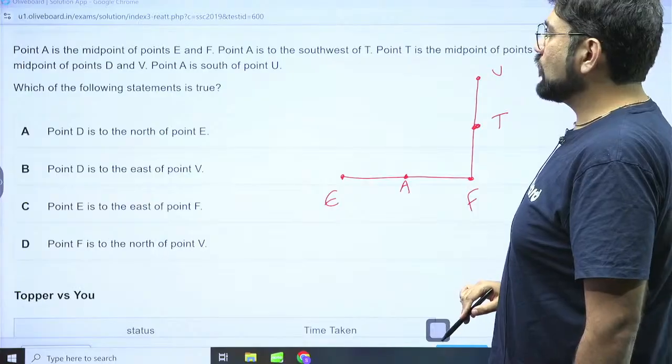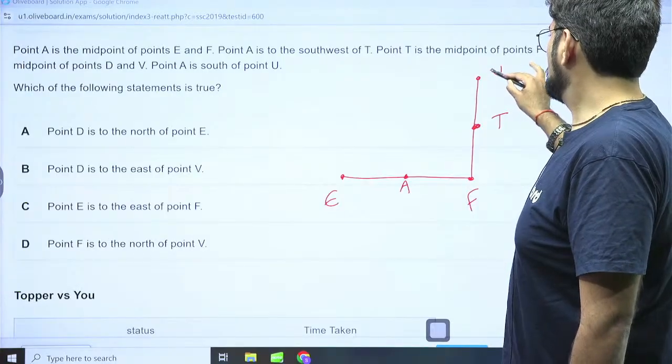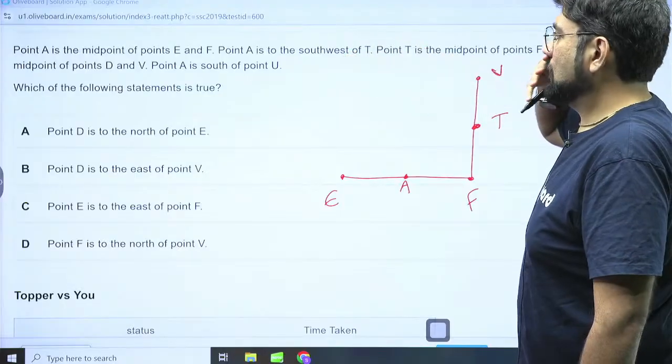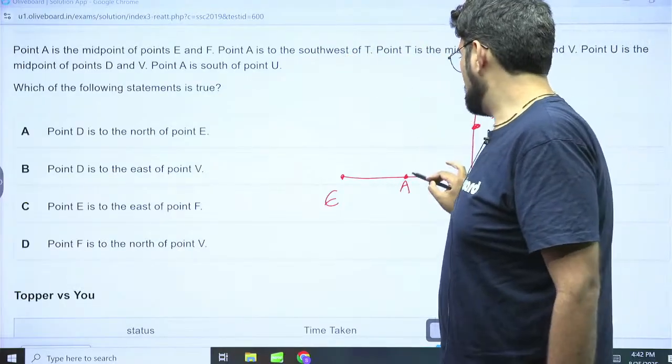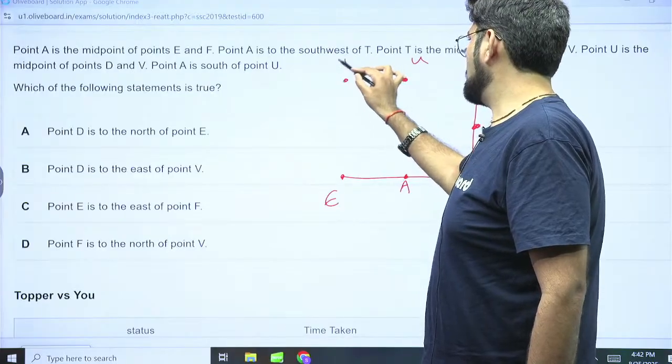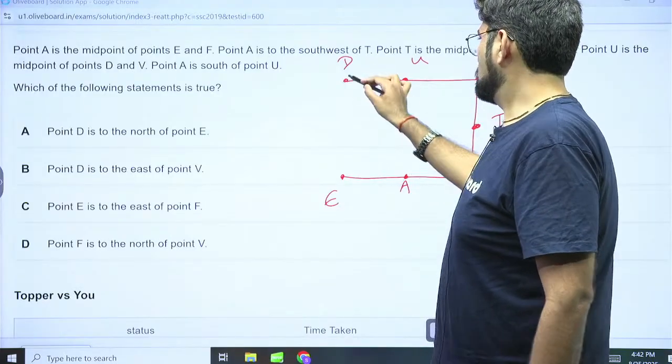Now, U is the midpoint of D and V. So, if this is V, U can be here, it can be on the top also, it can be here also. And A is south of U. So that means A is definitely, so U is here. So, if it is the midpoint of D and U, D has to be here. There is no other option. So, this is the arrangement.